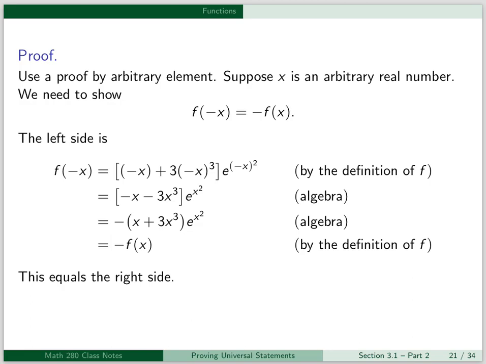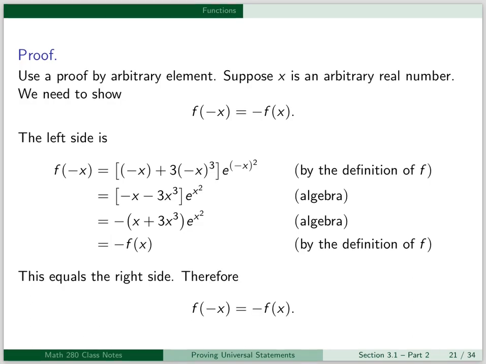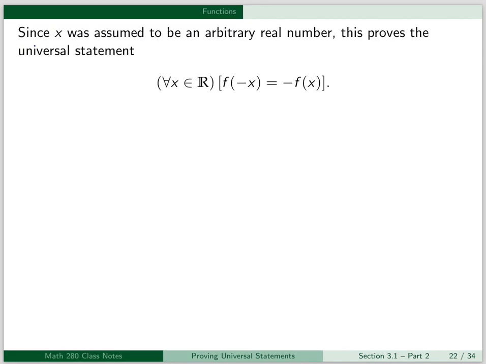This equals the right side, and therefore f of minus x equals minus f of x. Since x was assumed to be an arbitrary real number, this proves our universal statement, and thus f is an odd function.